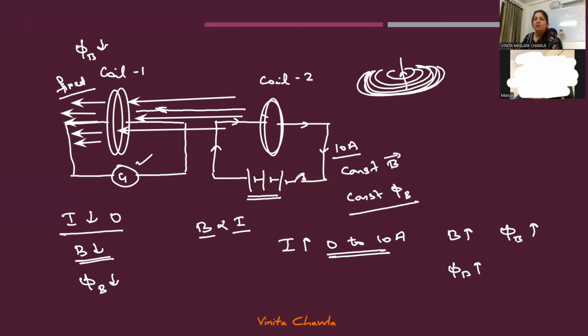So whenever we switch the circuit on or off, for a very small moment we will see deflection in the galvanometer. If we see the deflection in one direction at one point, then we'll see the deflection in the other direction when we switch it on or off, right? Clear?